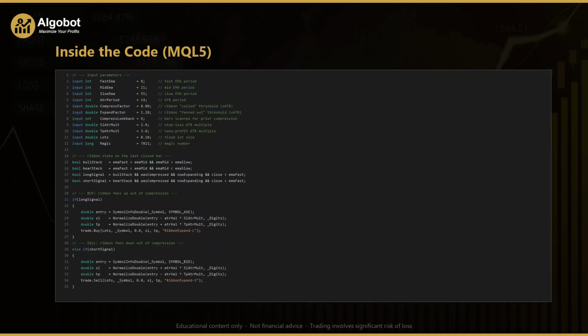Now look at the 2 trade blocks. When the long signal is true, the strategy reads the ask price as the entry, then places the stop loss below it at 2 times the range, and the take profit above it at 3 times the range, before calling trade.buy. When the short signal is true instead, it reads the bid price, sets the stop loss above and the take profit below by those same multiples, and calls trade.sell. Notice both sides are perfectly symmetrical, the same logic, simply reflected.